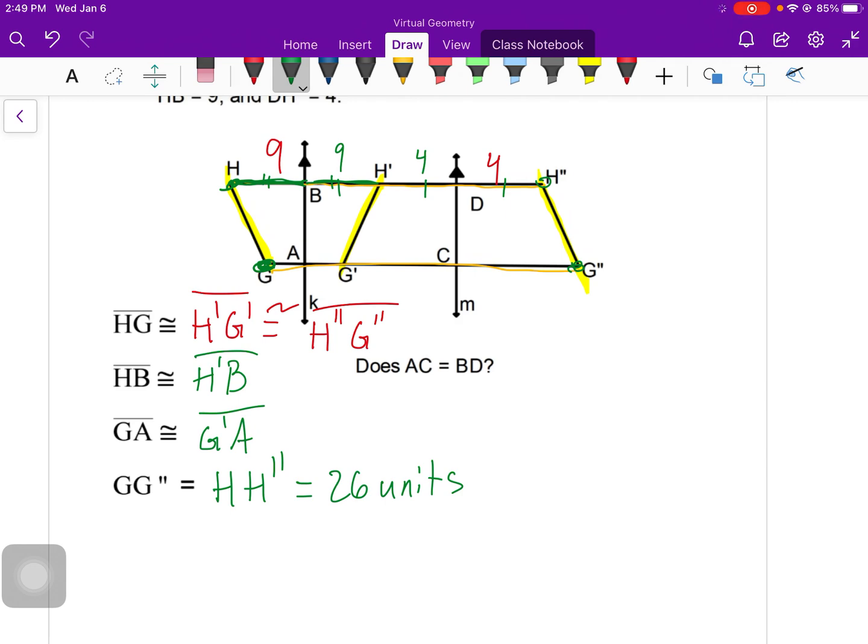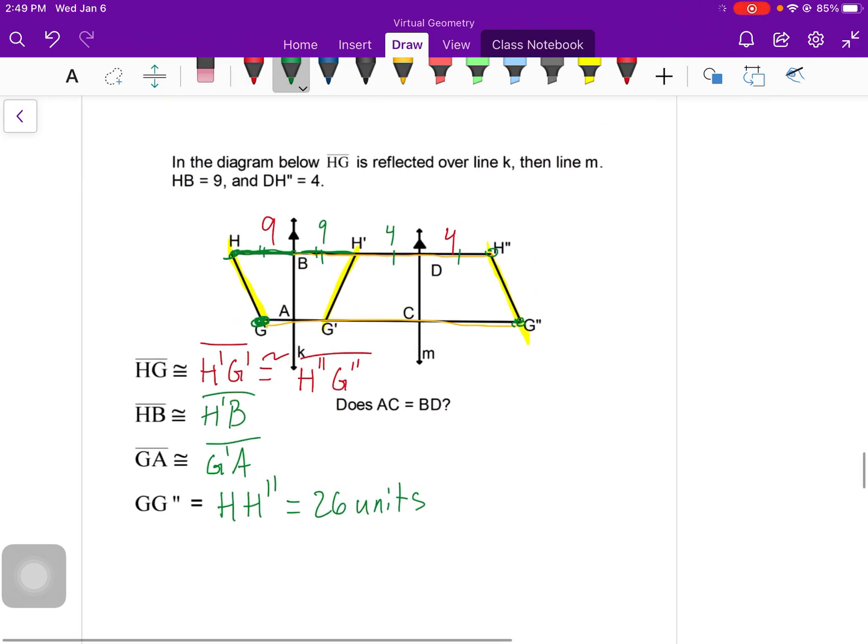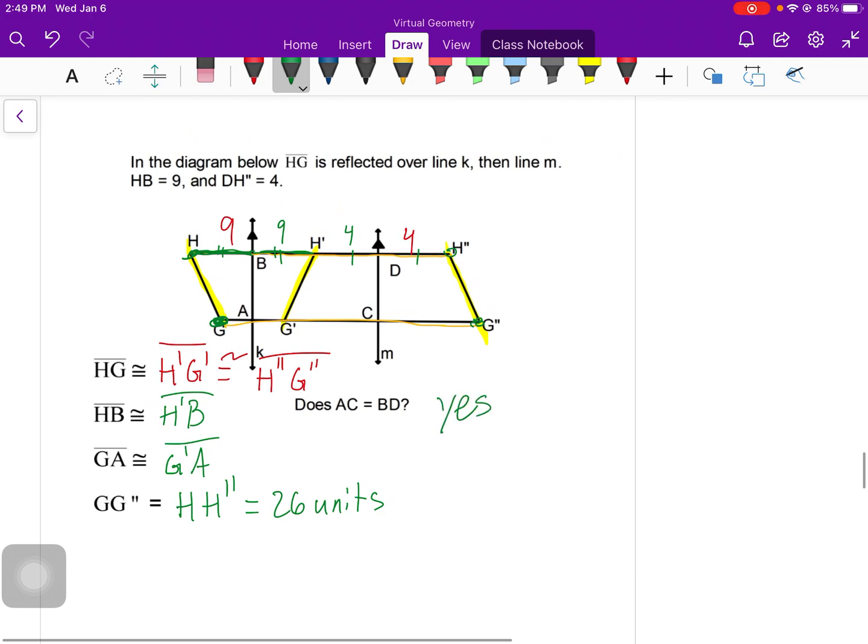Then it says, does AC equal BD? Yes. Yes, it does. Could I figure that out? Absolutely. BD at 9 plus 4 is 13.